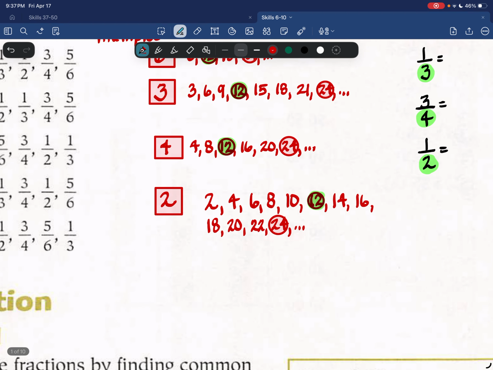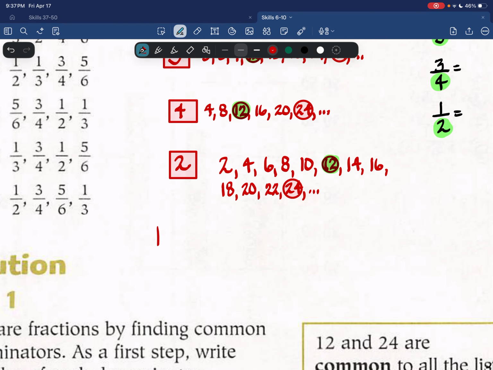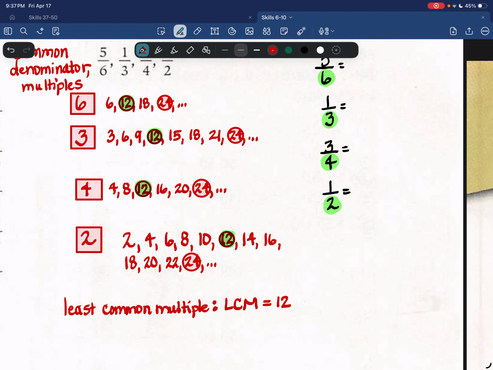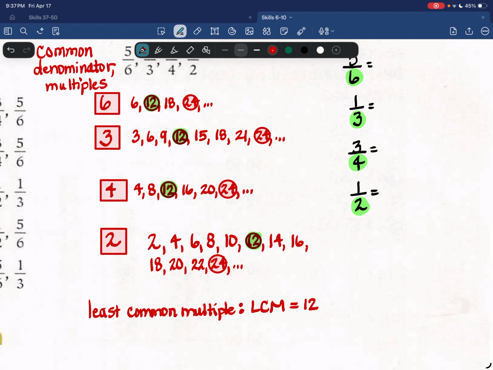And let me just write that down right here. The least common multiple, or the smallest multiple they have in common. This is sometimes abbreviated as LCM, least common multiple, is 12. Okay? And that is found by this process that we just did.